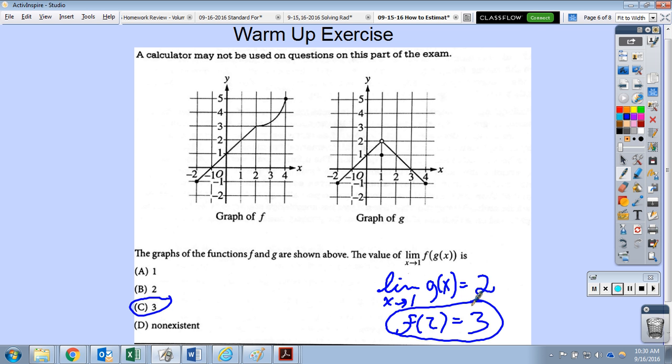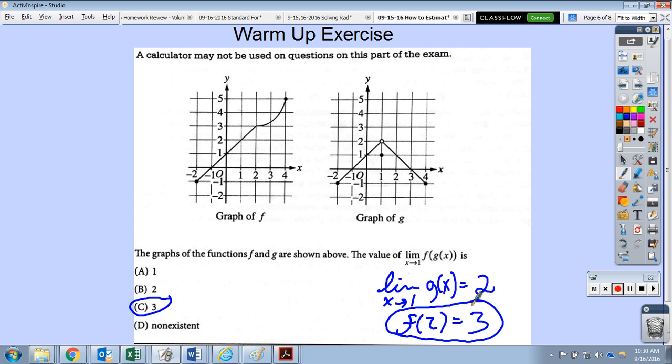So let's look at the limit as x approaches 1. You guys should have an understanding of composites when it's not limits: you take the inside, and whatever that is, then work from the inside out. So the limit as x approaches 1 of g of x is 2. So that value is 2. So then what is f of 2? F of 2 is 3.